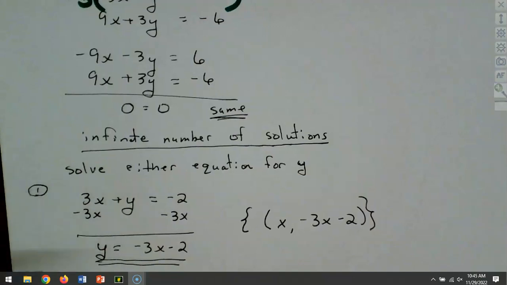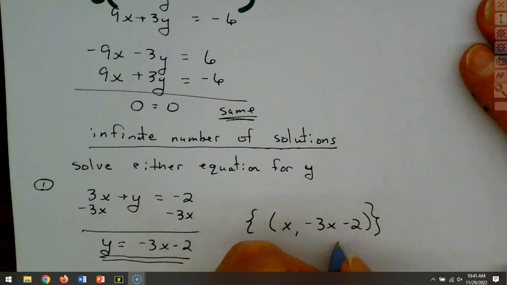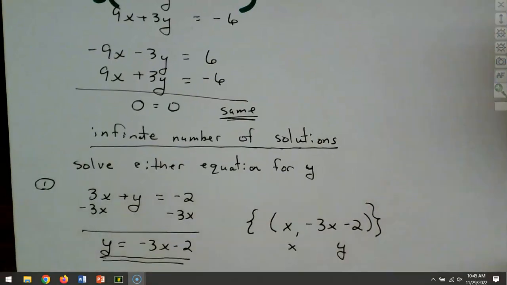So you take one of the equations, it doesn't matter which one, solve that equation for y. Okay. This becomes your y over here. And this is your x is your x. Right? And y goes here. And what that is saying is that every point on that line is a solution because they are the same line. So there's one of those in your homework.